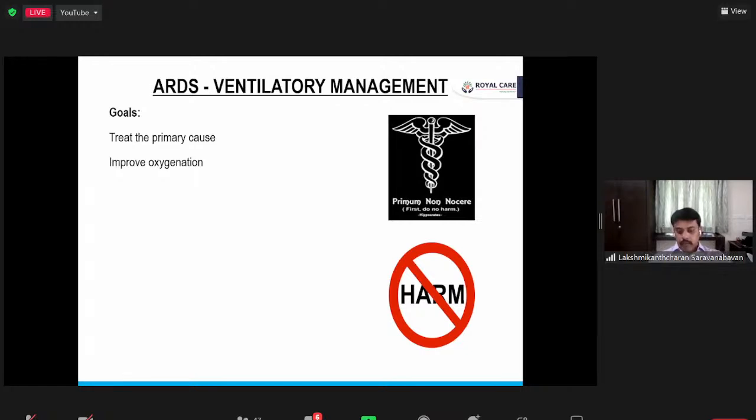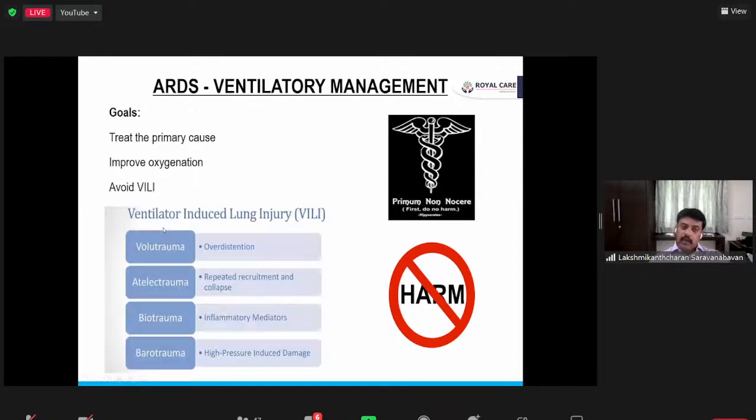Whatever management, drugs or treatment we use, there are some side effects. If the side effects are more, please do not use it. The side effect of mechanical ventilation that we need to be very careful to avoid is ventilator-induced lung injury. So the third most important goal of your ARDS ventilatory management is to avoid this ventilator-induced lung injury.